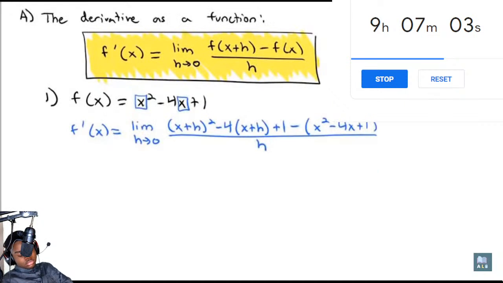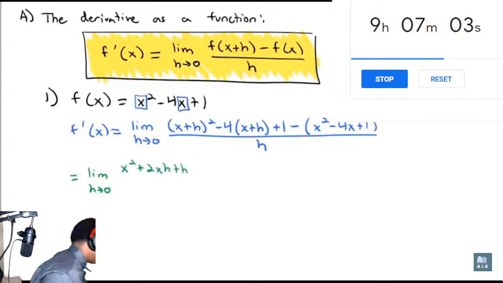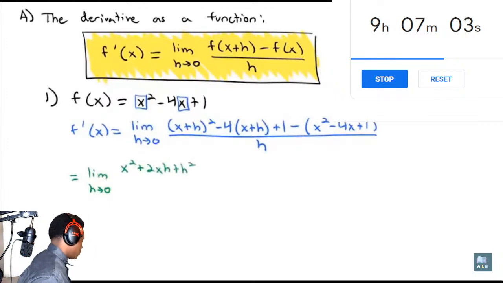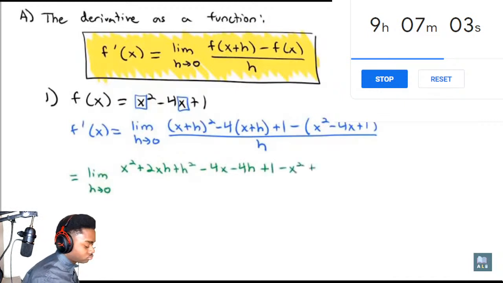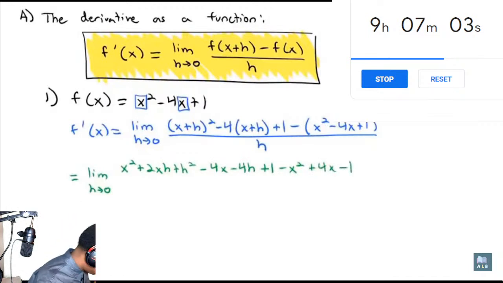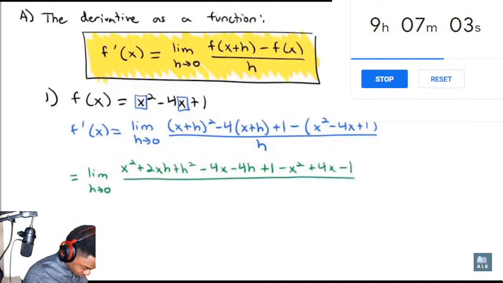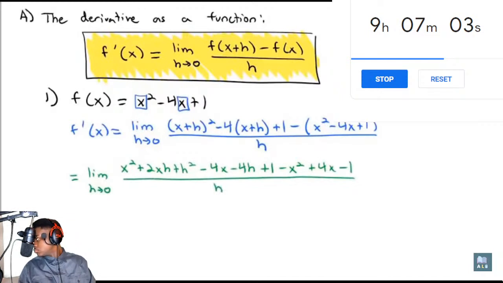So cleaning this up then, we're going to end up with the limit as h goes to 0 of, and when we square, we get x squared plus 2xh plus h squared. Distribute the negative 4 through, we get negative 4x minus 4h plus a 1. Then distributing the negative through, we get negative x squared, positive 4x, and a negative 1, all over h.